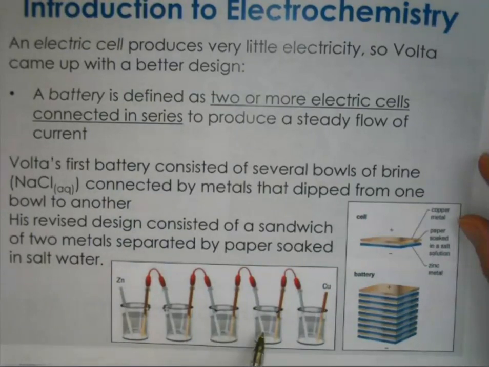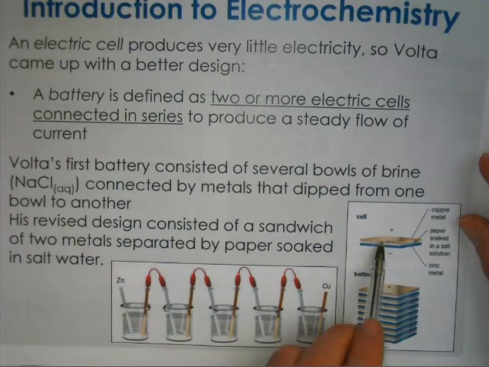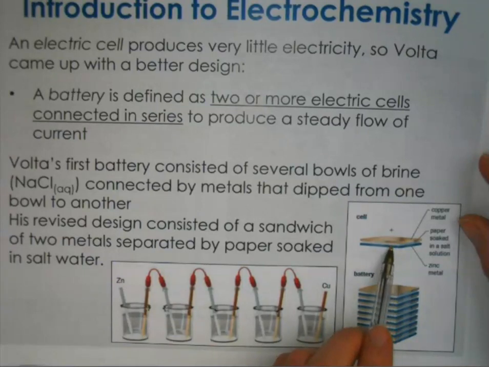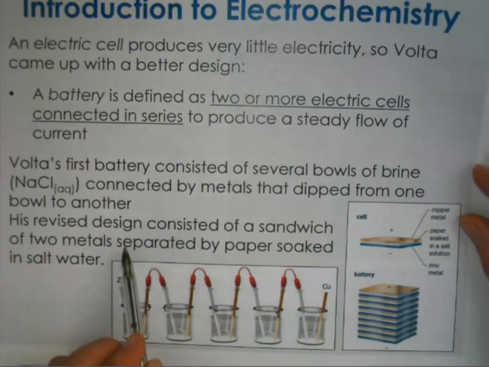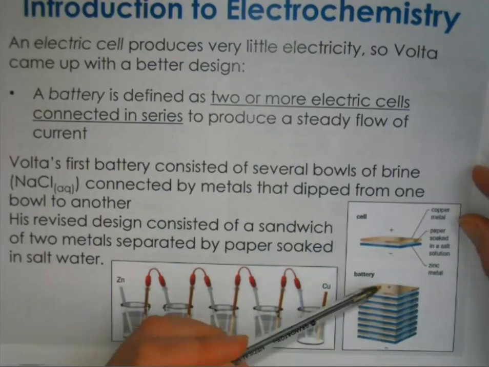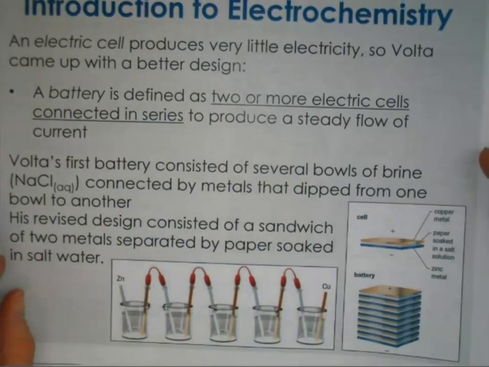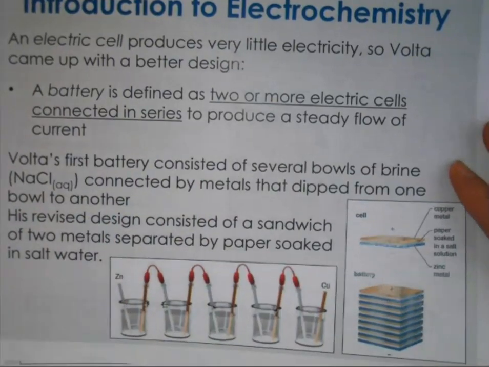Then he ended up simplifying this and making it a lot more efficient, because imagine how difficult it would be if our batteries were made of different cups of solution. It wouldn't work very well. So instead he came up with a method where he would have a layer of two metals that sandwiched a thin paper soaked in a salt solution. That was what he called a cell. Now, in order to make the cell into a battery, you needed to stack all these different cells together. This was his revised design. The more of these cells that you could connect in series, the more power you could get out of your battery. A battery is defined as two or more electric cells that are connected in series to produce a steady flow of current.